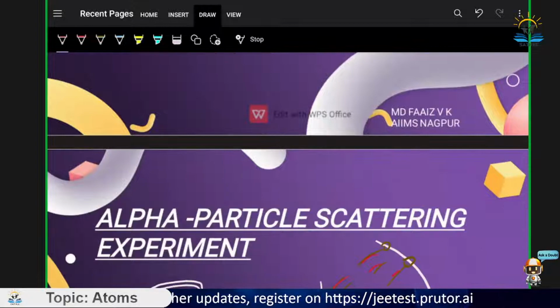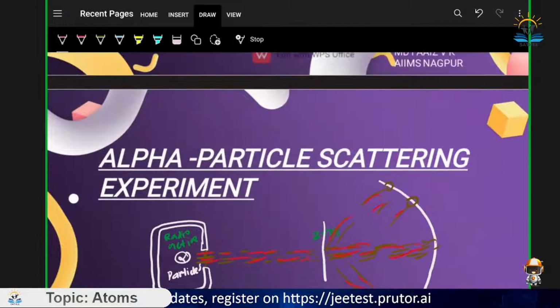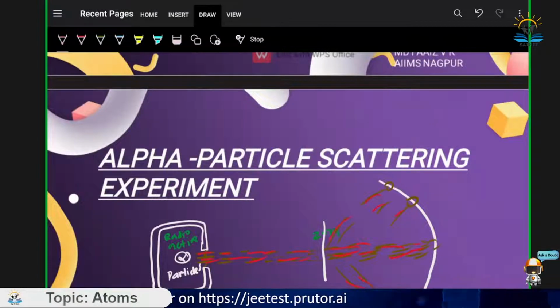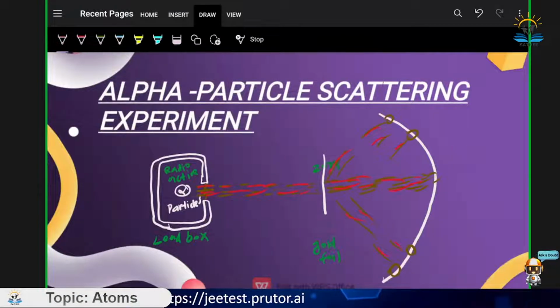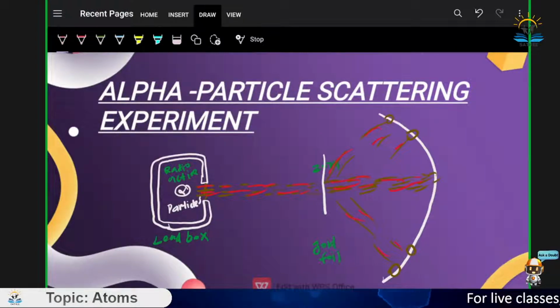The first concept we have to discuss is the alpha particle scattering experiment. Everyone must have read about this. He scattered radioactive alpha particles from a radioactive source.